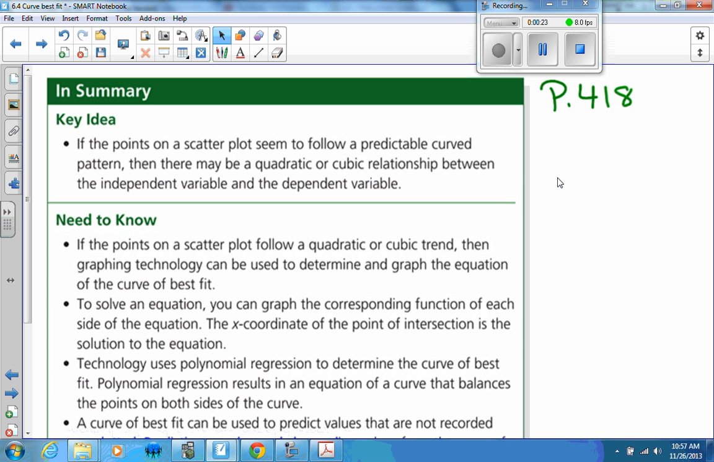Okay, so some key ideas that you need to understand about curve of best fit. If the points on a scatter plot, which I'll show you how to do on the graphing calculator this lesson, seem to follow a predictable curve pattern, then it may be a quadratic or a cubic relationship. So now we have two others to pick from besides the linear, between the independent variable and dependent. So things you need to know.